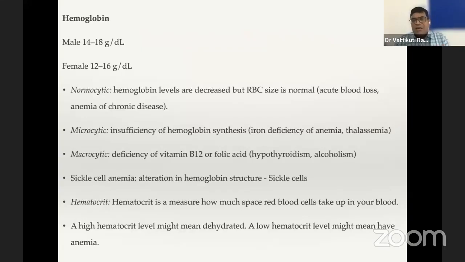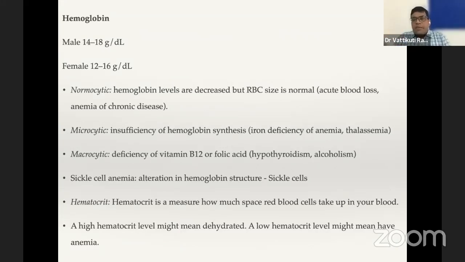The other is abnormal cells within the peripheral smear, that is sickling. These are called sickle cells, where there is an abnormal hemoglobin structure itself, which is HbS hemoglobin. Whenever there is a hypoxic setting or an infection setting, the RBCs, which are supposed to be biconcave, will turn into sickle cells. If you look at it, they are in the shape of a sickle.